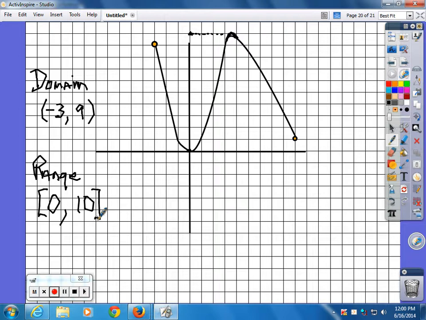The domain, right here, has open circles here and here. The range, is it touching that line? Yes. This is touching this line, so you can use that and you can use this. So that's why I got brackets. Here's an example of one.